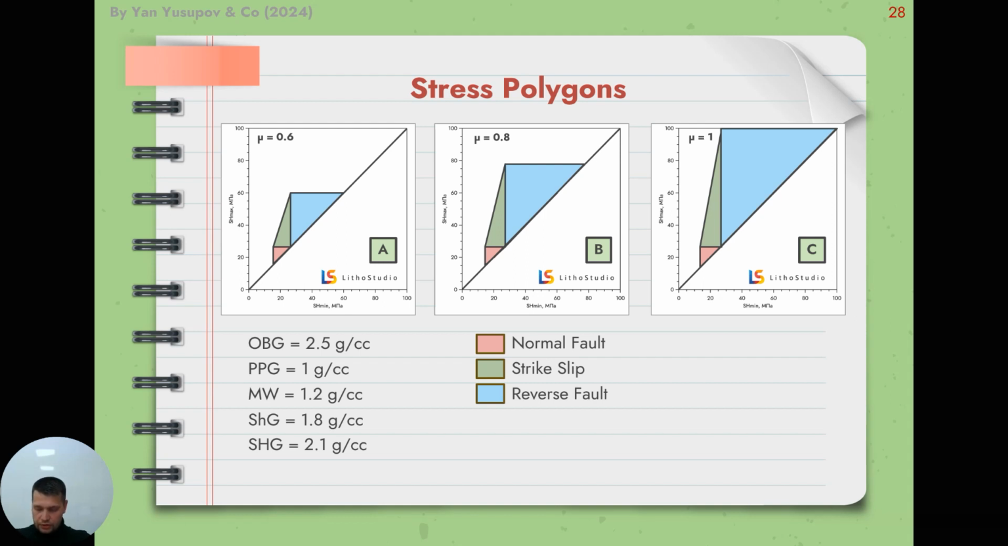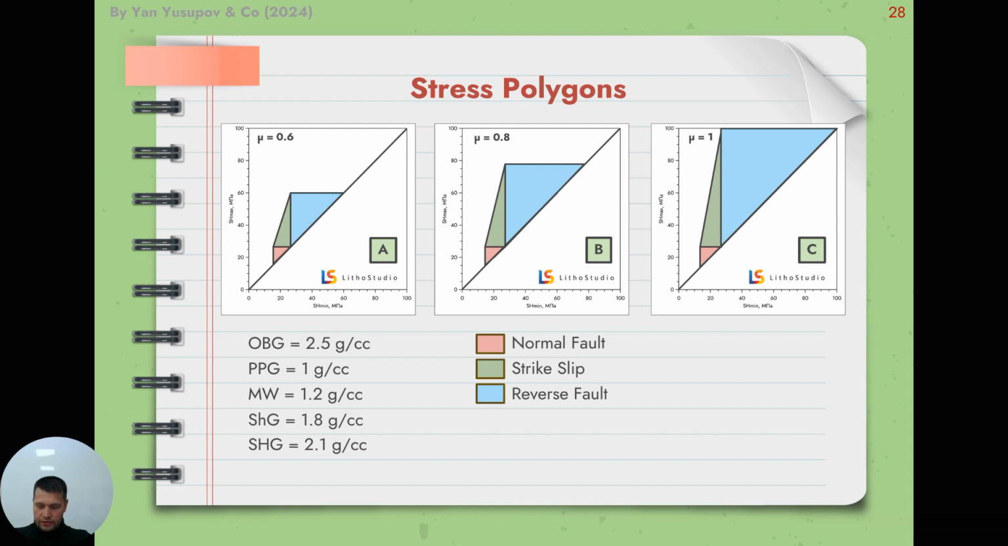For example, many researchers concluded that all faults in the vicinity of the transform plate boundary of the Western United States are frictionally weak to very weak, where mu is near 0.2.